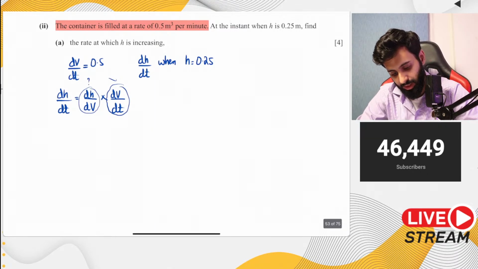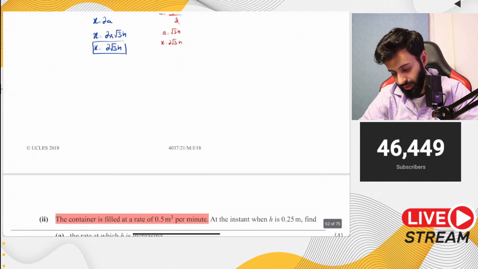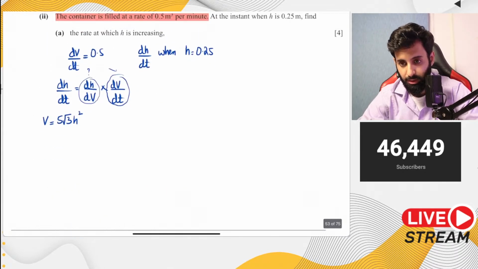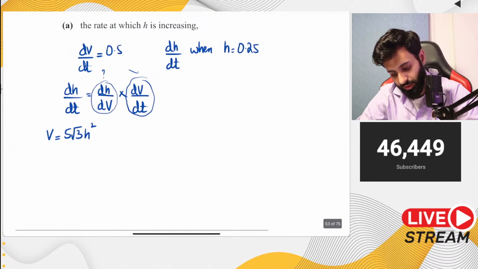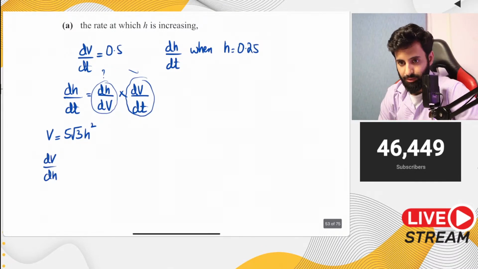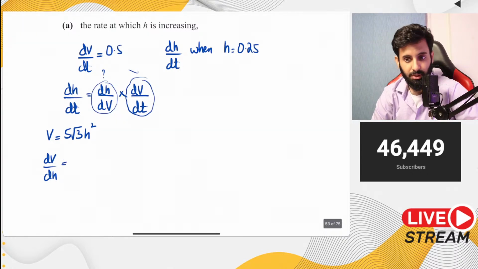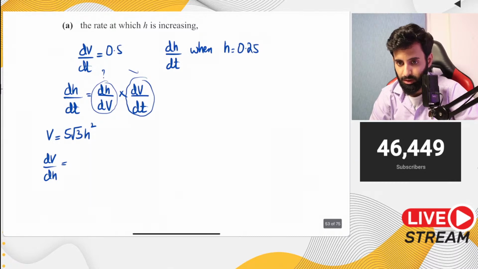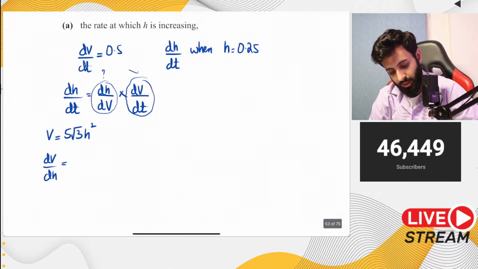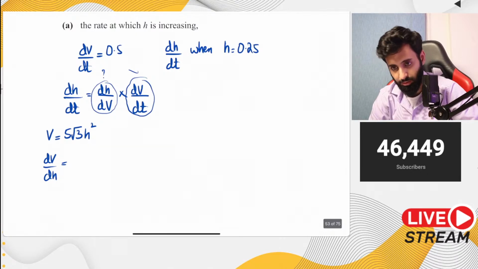Now, dh upon dv. So I'm glad we have a question like this. Notice that the question has already made us find out the volume in terms of h. It turned out to be 5 under root 3 h squared. Okay. So what we're going to do now is differentiate this. Now you may be thinking that if we differentiate this, we will end up with dv upon dh, whereas we're supposed to have dh upon dv. So what do you think I should do with dv upon dh so that it turns into dh upon dv?